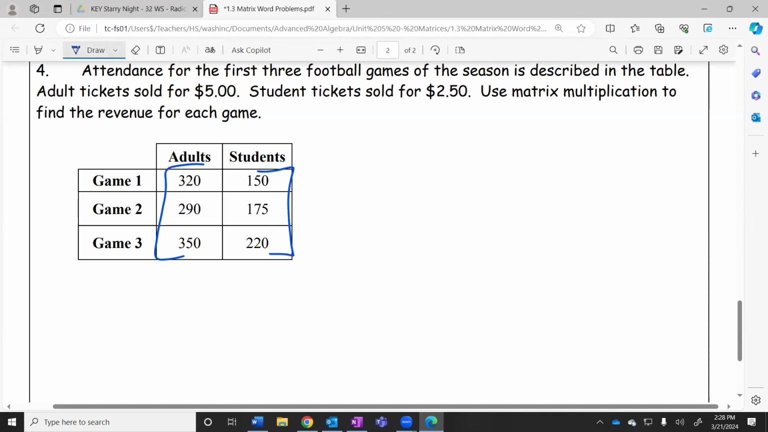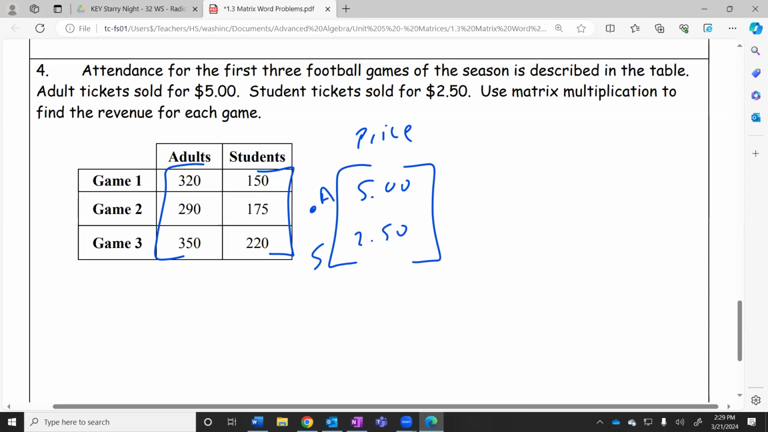Here's our first matrix, and we're going to multiply by our price matrix, which is our $5 and our $2.50. These are adults. These are students. Does it make sense to multiply the 150 and the 5 together? No, because one's adults and one's students. That doesn't make sense. So for game 1, how can we figure out how much money we're going to make? You guys literally did this without a matrix.